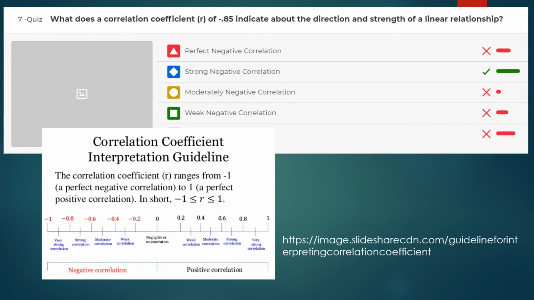Next. Okay, so this one, question number 7. What does the correlation coefficient R of negative 0.85 indicate about the direction and strength of a linear relationship? R, Pearson R, no? Okay.